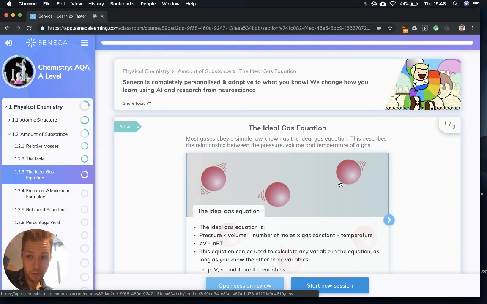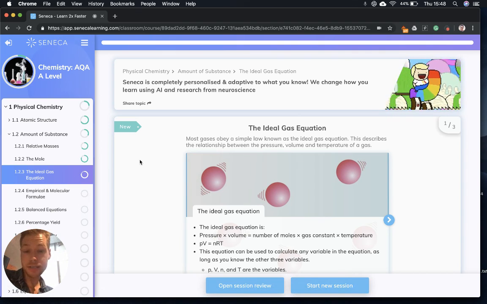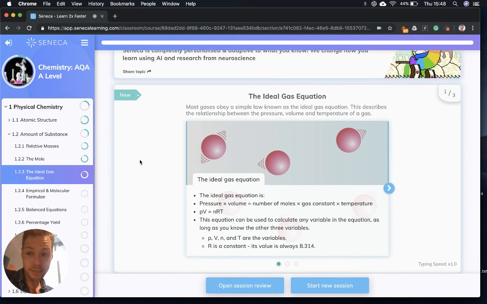Hi, so this is Jono from Seneca, and this is going to be an ideal addition to your revision repertoire because I'm going to be going over the ideal gas equation for your chemistry A level exam. I'll run through some calculations, I'll go over the calculation components and the formula components to get you fighting fit for your chemistry exam. Let's dive in.